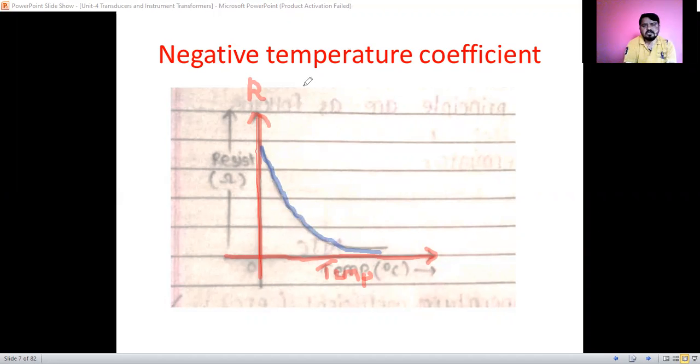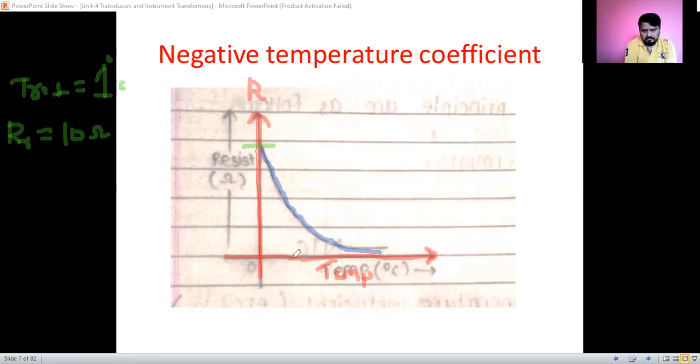For 0 degrees Celsius of temperature, it has some resistance here. Suppose you consider the T reference is 1 degree Celsius, and the R reference at 1 degree Celsius is, suppose, 10 ohm. You consider that 10 ohm is there.